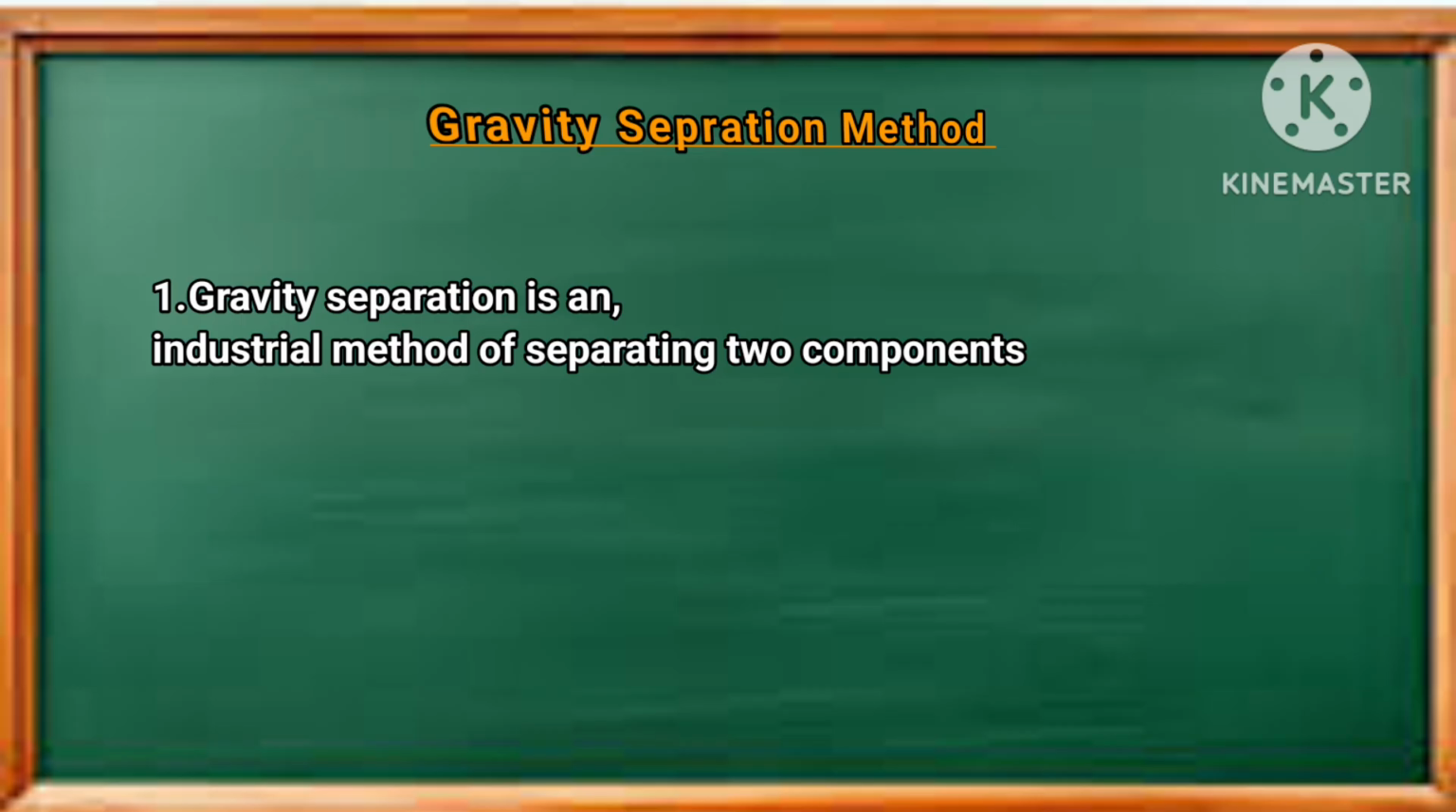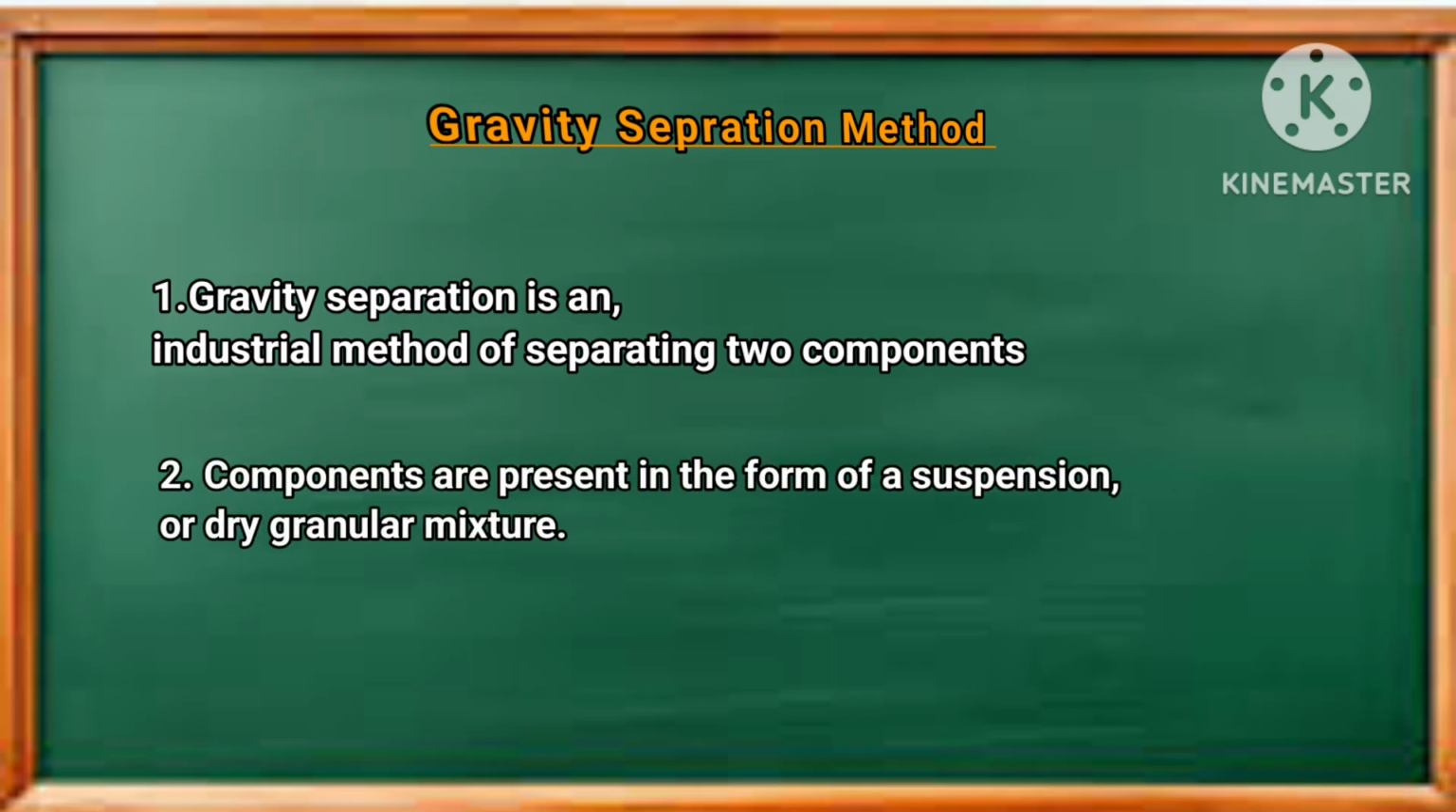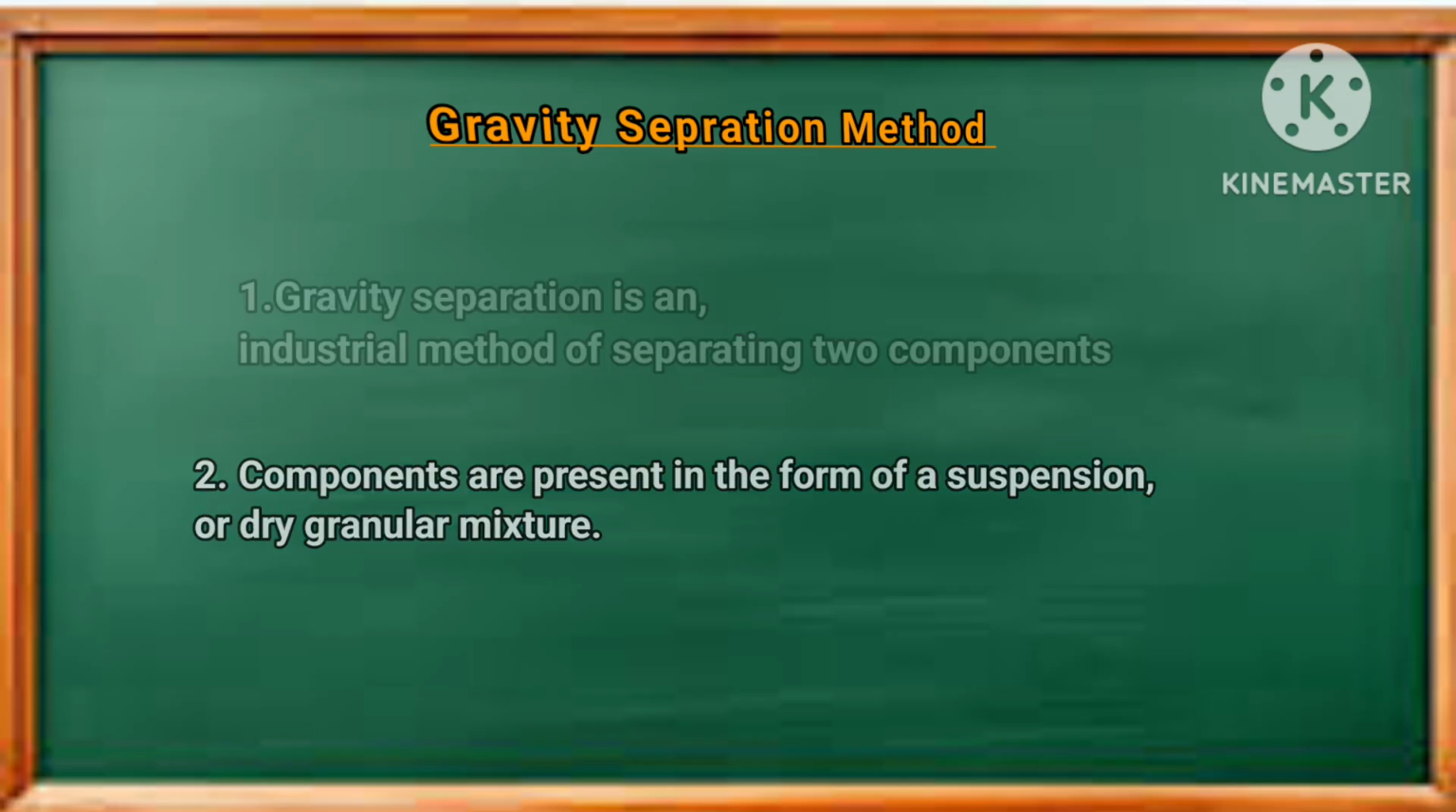So the first point is what? Gravity separation is an industrial method of separating two components. It means that this method is based on industrial applications, and by this method we are going to separate two different components from ore concentration. Now, the second point is what? Components are present in the form of suspension and dry granular. So in this point, we learn that the components may be present in suspension, or sometimes in granular form.